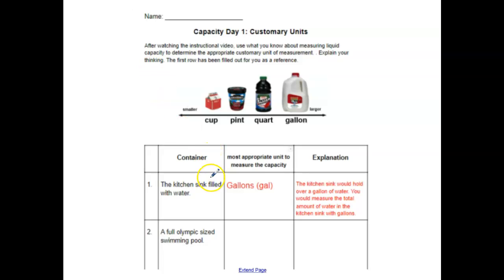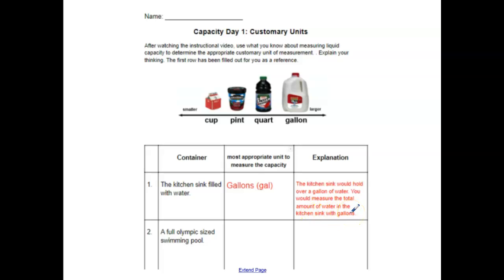So for the first container, it was the kitchen sink filled with water. Well, I determined that the most appropriate unit to measure this capacity would be gallons, because if the kitchen sink was filled with water, there would be multiple gallons of water in the kitchen sink. And I explained how I know. The kitchen sink would hold over a gallon of water. You would measure the total amount of water in the kitchen sink using gallons.